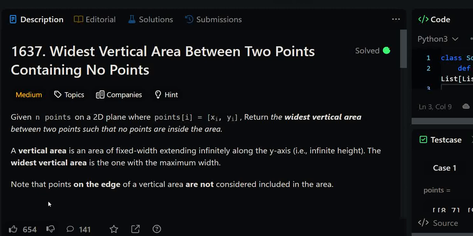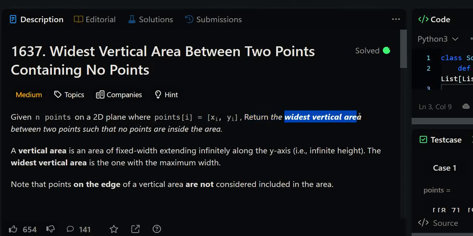That is widest vertical area between 2 points containing no points. In this question we are given n points on a 2D plane where points[i], that is an array, represents the x and y coordinate of a particular point, and we have to return the widest vertical area between 2 points such that no points are inside that area.